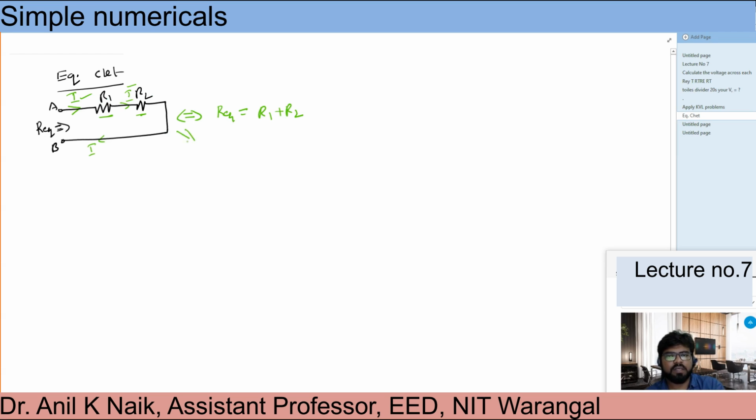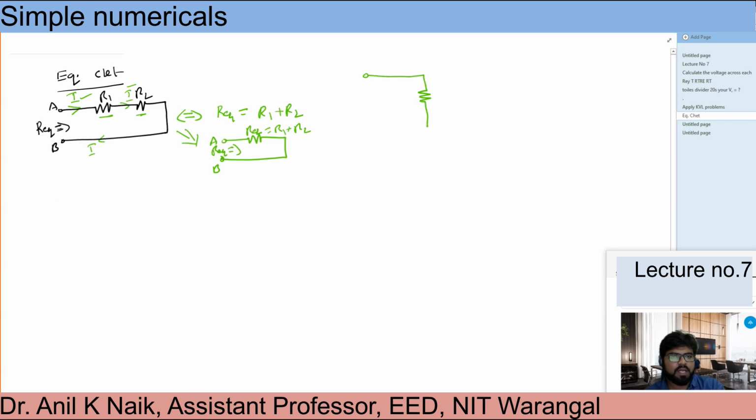So what is the equivalent circuit now? I can make the equivalent circuit like this, and at the AB terminal, my R equivalent is nothing but R1 plus R2. This is the R equivalent if you see from between the AB terminal. Similarly, you just see here.